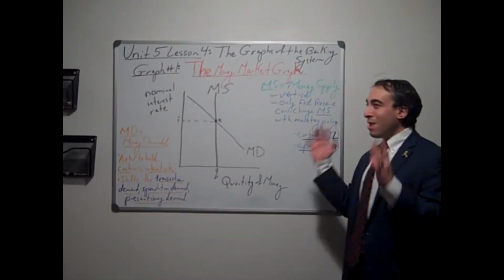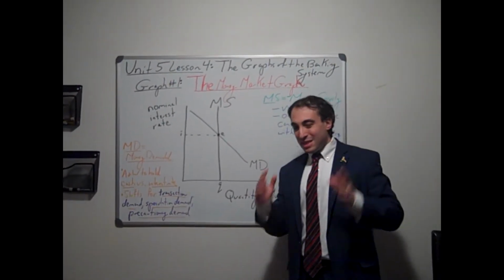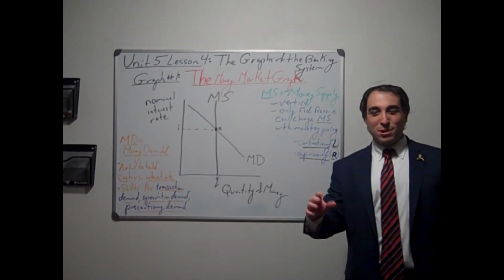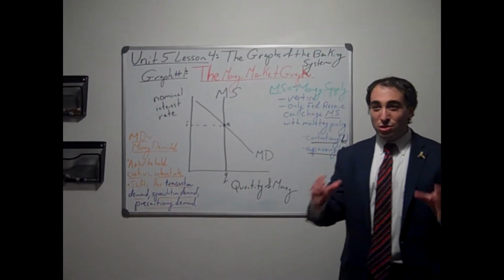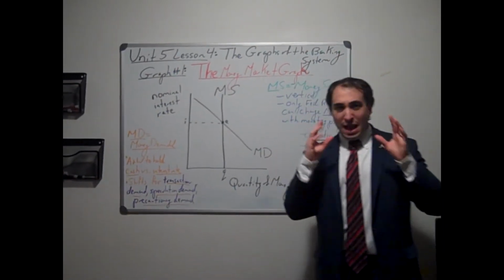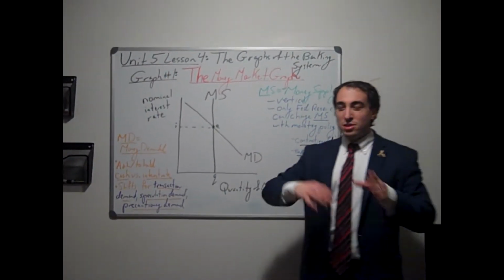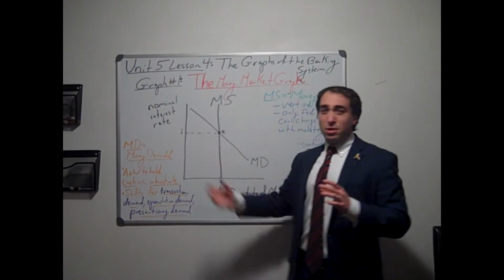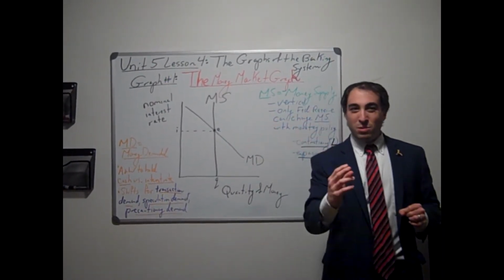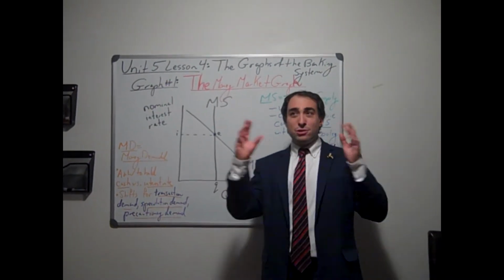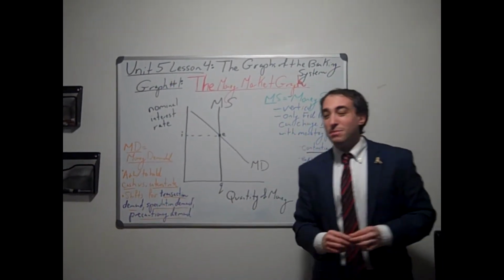Today we are going to take a look at the graphs of the banking system, and there are three graphs. We're going to break them up into three different parts, and then we are going to see how actions by the Federal Reserve start in the money market graph, go through the banking system, and affect the full employment graph. But first, we're just going to introduce all of them, and then we'll put them together.